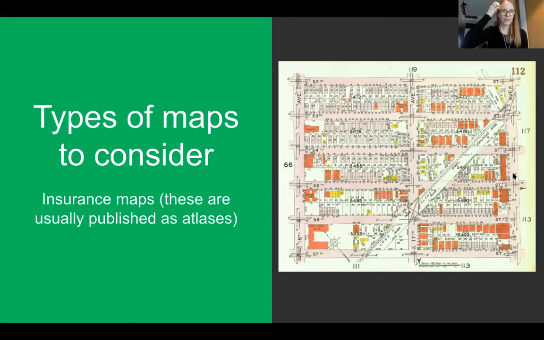This next slide shows us an insurance map. Often insurance maps are published as atlases. So if we're talking about map vocabulary with our students, an atlas is a great word to talk about because an atlas is a book of maps. Insurance maps show us buildings, streets. They often show transportation routes as well. They might show sewer systems.